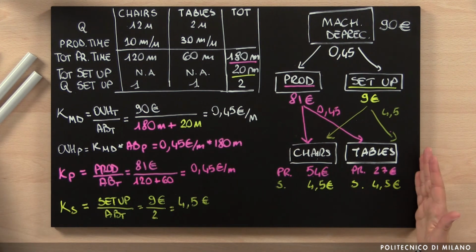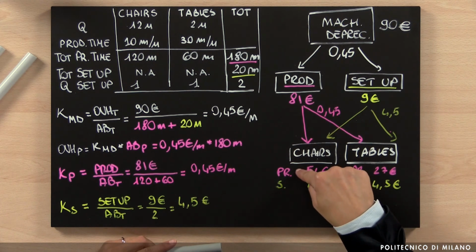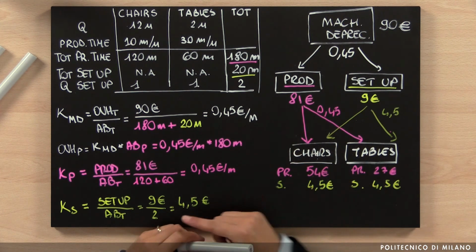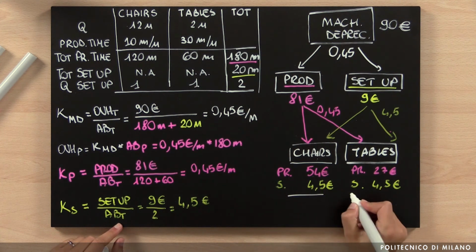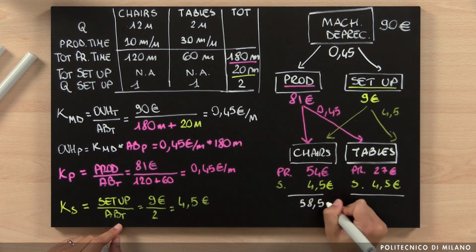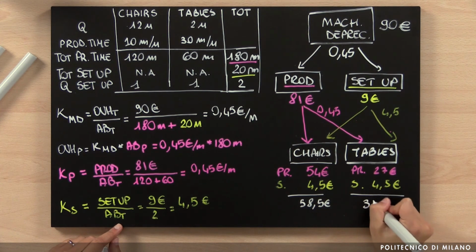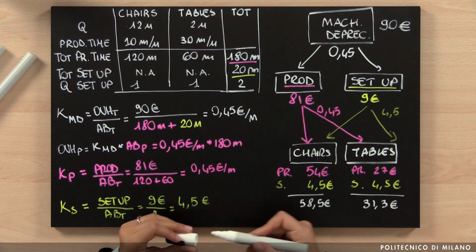How can we define the total value of our production? Simply by summing the cost of the activities that has been split into all of the products. So if we sum this value, we will obtain 58.5 euros as a total cost of the chairs and 31.3 euros as a total cost of the tables.